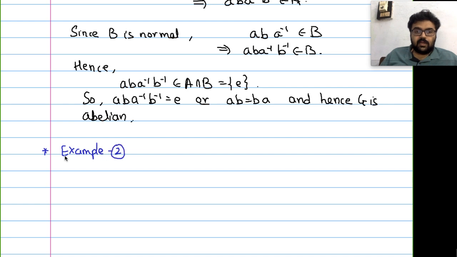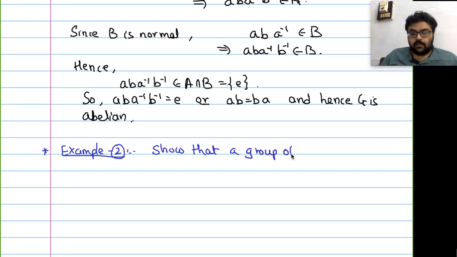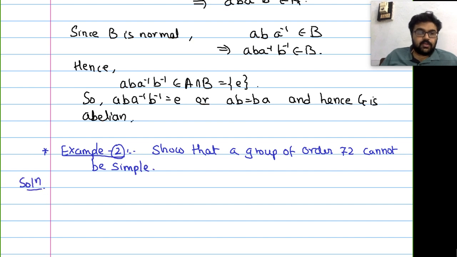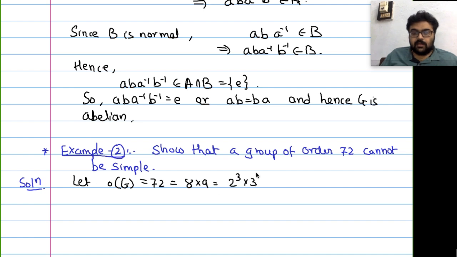This is now the second example. That was about abelian, now this is about simple. Show that a group of order 72 cannot be simple. So let G be a group, order of G is 72. What is 72? 8 into 9, which is 2 cube and 3 square. We have to show that it is not simple.